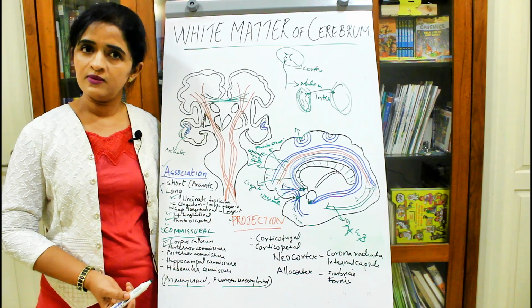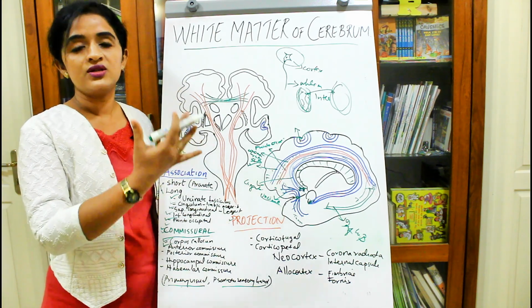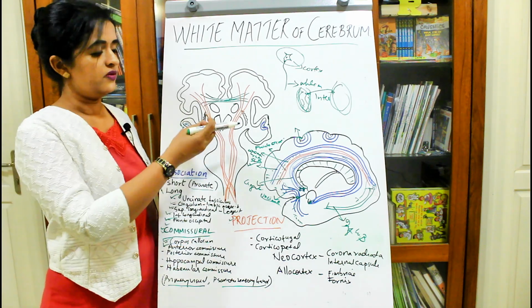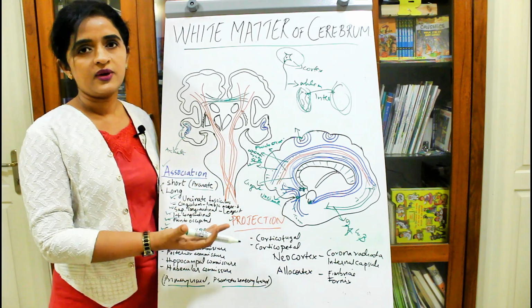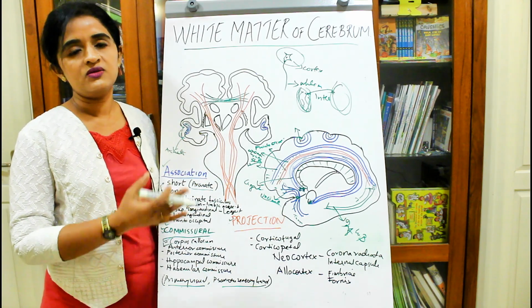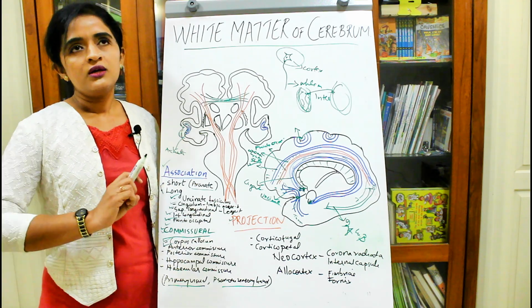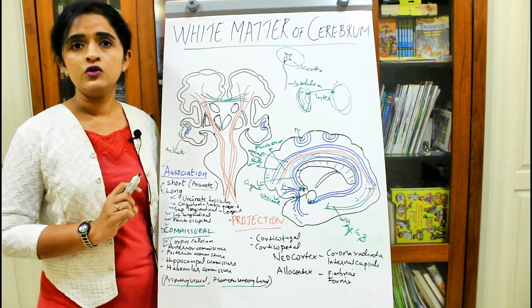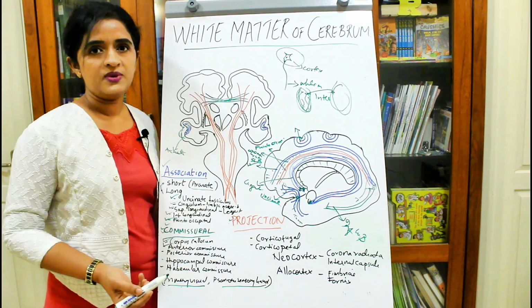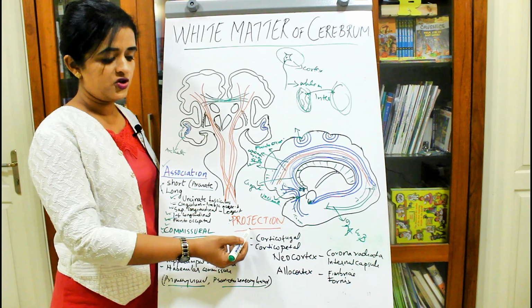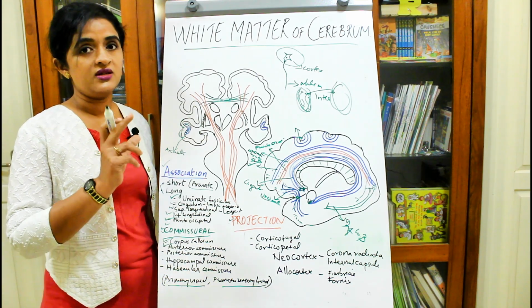Projection fibers, we have already mentioned, connect the cerebral cortex with the rest of the central nervous system. Like you have the basal ganglia, the thalamus, the brainstem, the spinal cord. All these regions are connected with the cerebral cortex with the help of projection fibers. For easy understanding, they have grouped it into two: corticofugal and corticopetal. These two are actually rhyming with the terms centrifugal and centripetal.